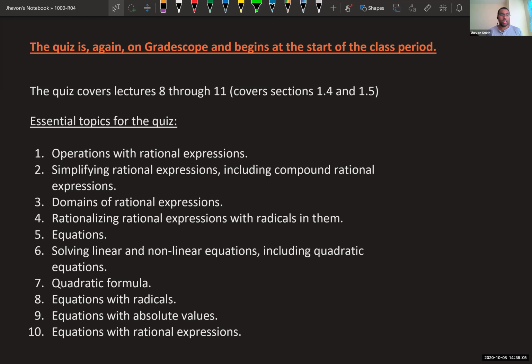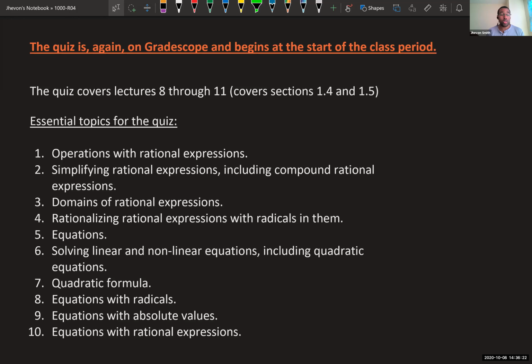Equations in general, but more specifically linear and nonlinear polynomial equations is what we dealt with, including quadratic equations, but this is just a special case. You should know how to solve those equations in general. We'll probably talk a little bit about that.